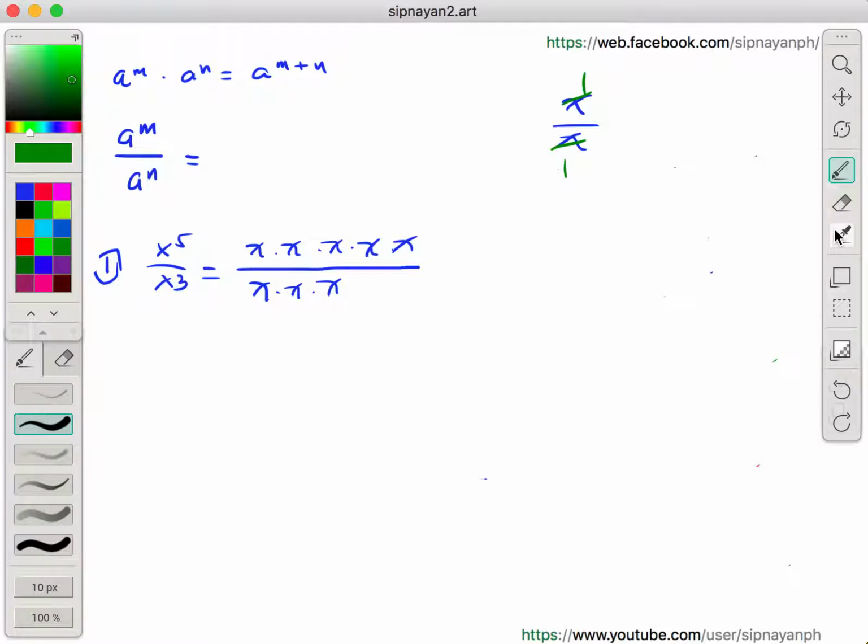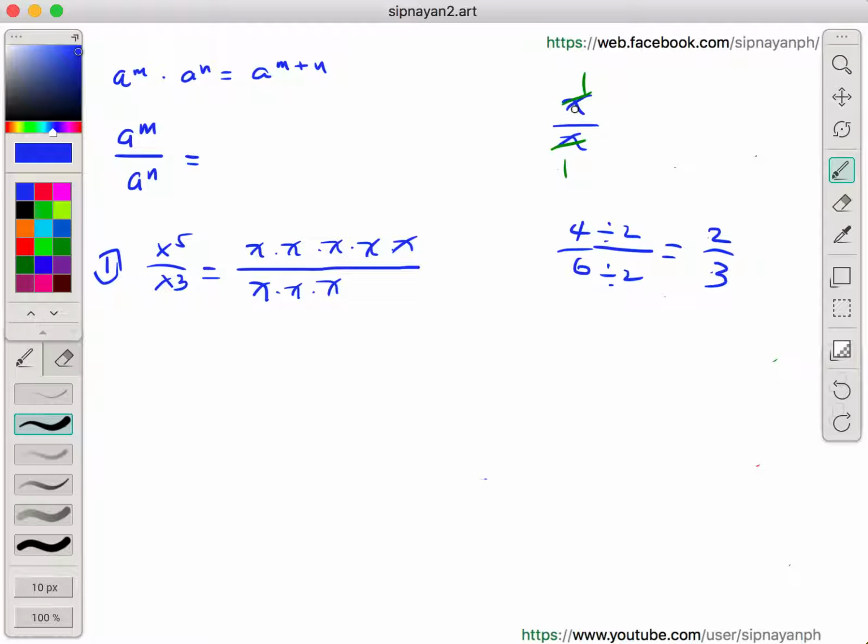Ang pinanggalingan yan is, for example, meron kang number na 4 over 6. Paano natin yan ni-reduce to lowest terms? We divide both the numerator and the denominator by the same number. For example, 2. So we divide by 2. This is 2. And we divide by 2. This is 3. In this case, we divide both the numerator and the denominator by x.